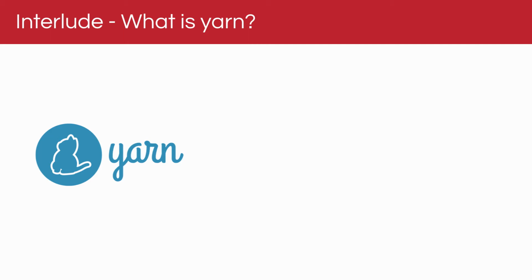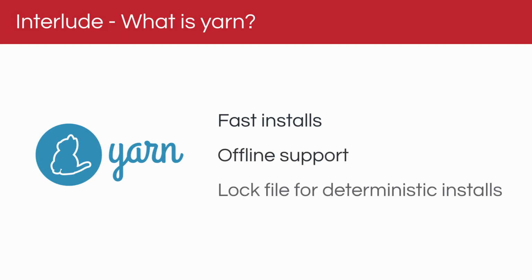Basically, Yarn is a package manager just like NPM for the CLI, and it boasts faster installs than NPM. It has offline support if you've already installed a module, and it uses a lock file so that every install that you do will be the same as the last. It uses these hashes to verify the integrity of the package that you're downloading, so you can ensure that your dependencies will be the same as your team members.